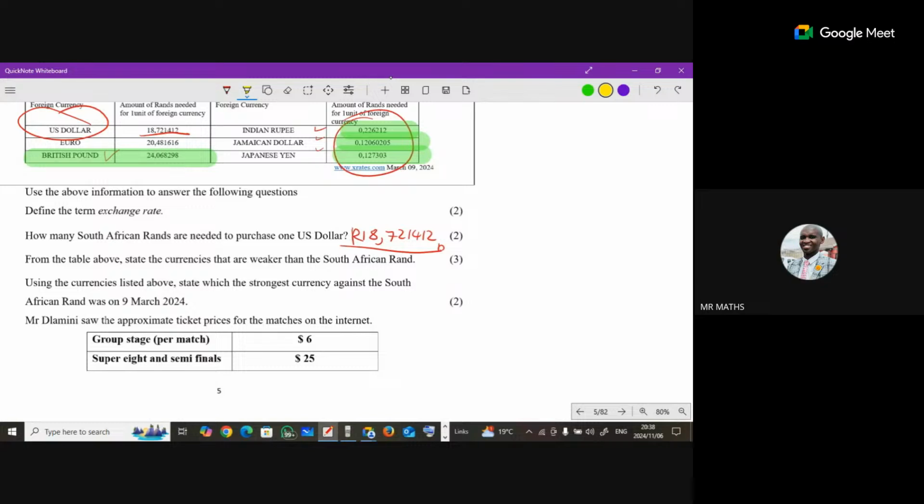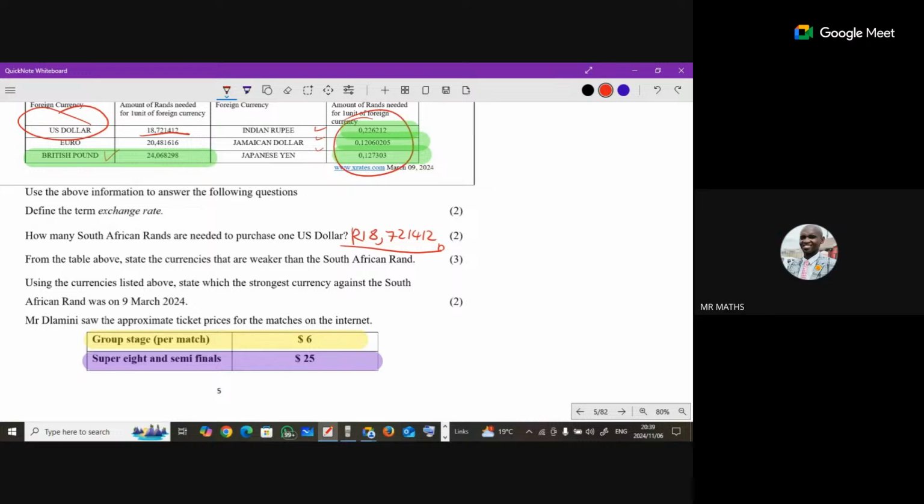Okay. So they want the difference between the group stage per match and the super final. But now they want the difference in rands. So how can we get that difference in rands? There are more than one method.